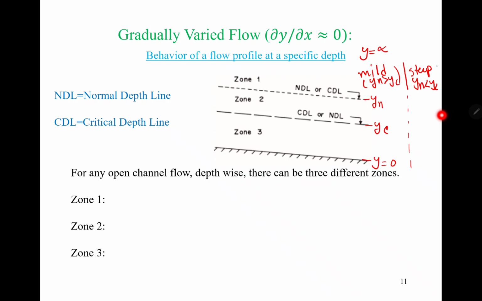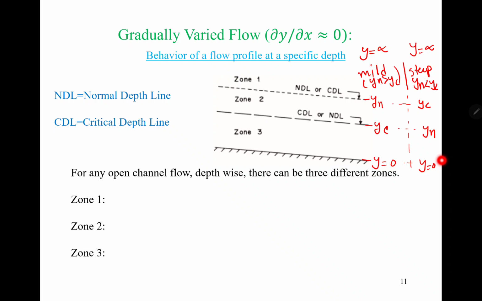If we consider this channel to be a steep bed slope channel, then this one will be yc, this one will be yn, this one will be y equals 0, and obviously this one will be y equals infinity. Now for zone 1, zone 2, zone 3: this one is zone 1, this one zone 2, zone 3.